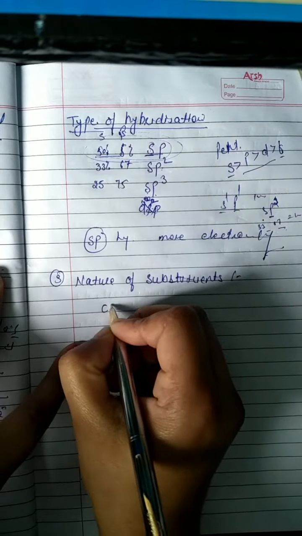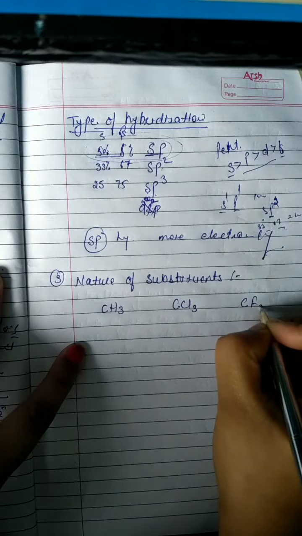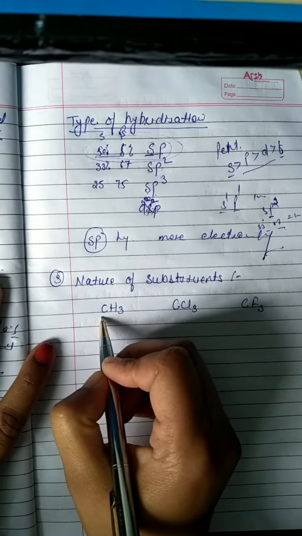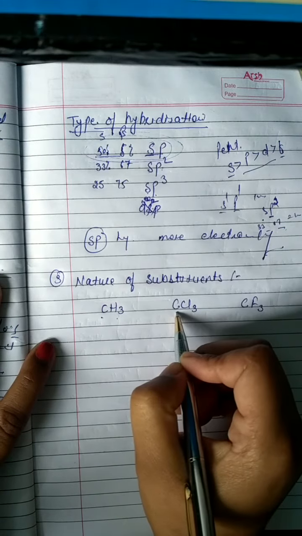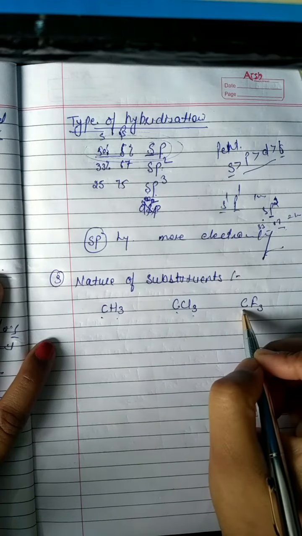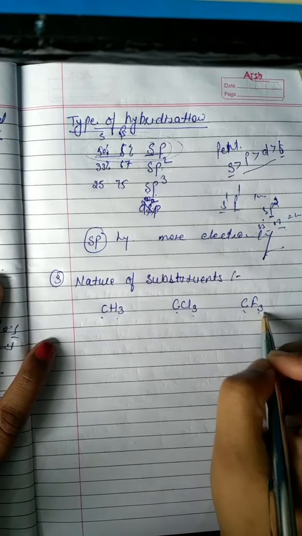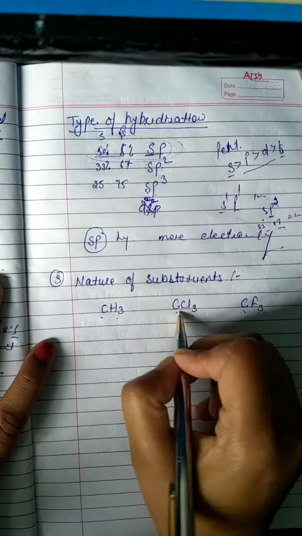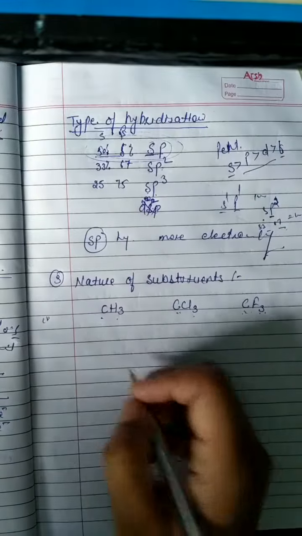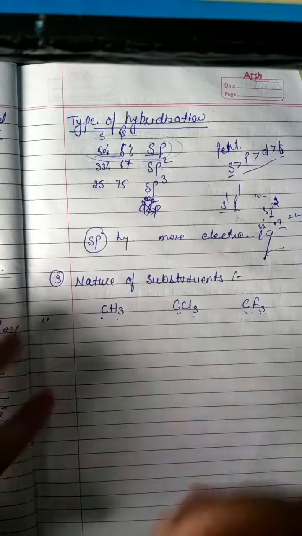Now, what are the substituents? I am taking the example CH3, CCl3, CF3. In this, the bonding is between carbon and hydrogen. In this, the bonding is between carbon and chlorine. In this, the bonding is between carbon and fluorine. Tetrafluorocarbon, and this is your CH3. That is ethane. Clear? Next is the bonding also.